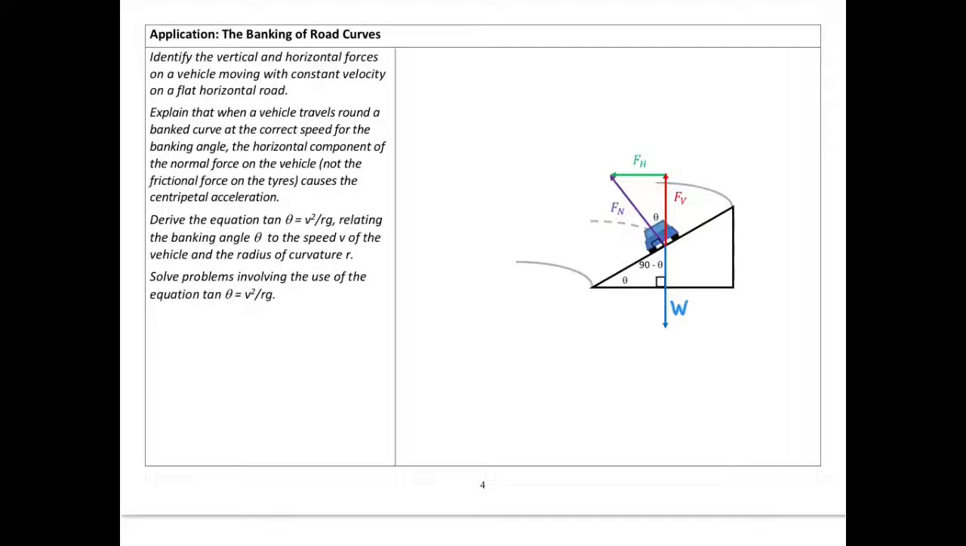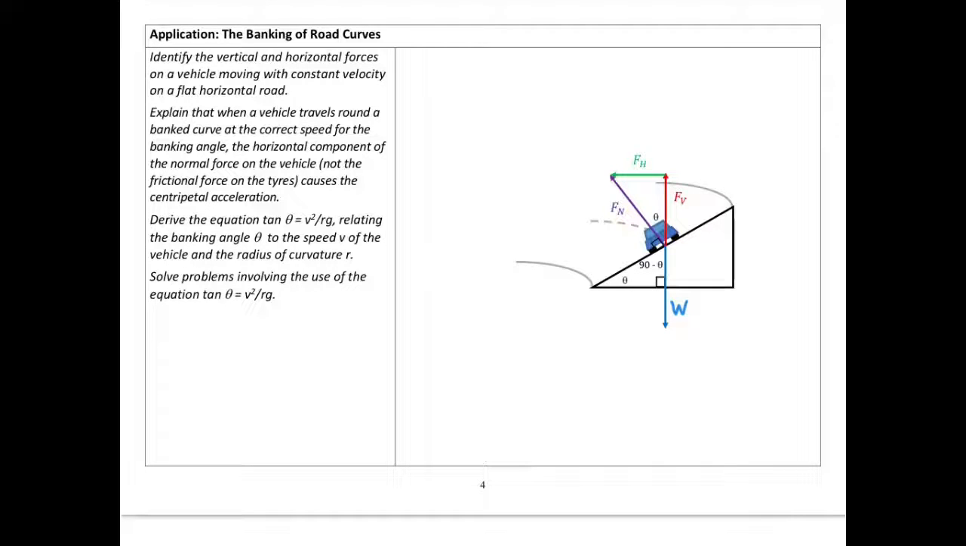So what we're going to do here is firstly explain the purpose of those banked corners, and then secondly work out, if we're designing a road, what angle we need to bank that corner at to make it, well, in essence, as safe as possible.